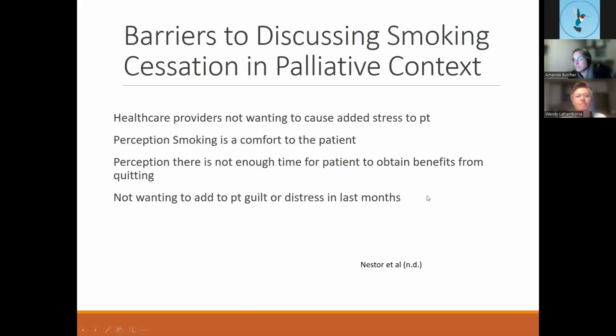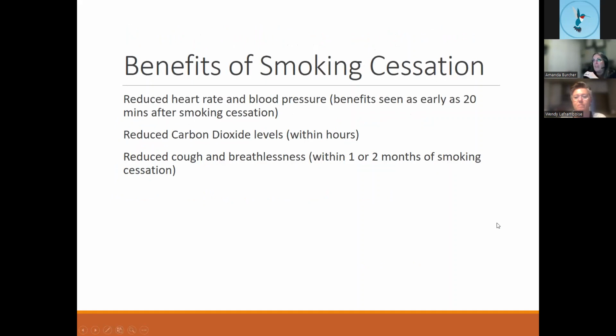So why in palliative care do we not talk about smoking cessation? Often there's a perception that talking about this to someone who's close to the end of their life may cause some guilt or undue stress that's not necessary at this stage in their disease, as well as a perception that we're so close to the end of life, are we really going to be able to impact them? The data actually do show that we can make an impact.